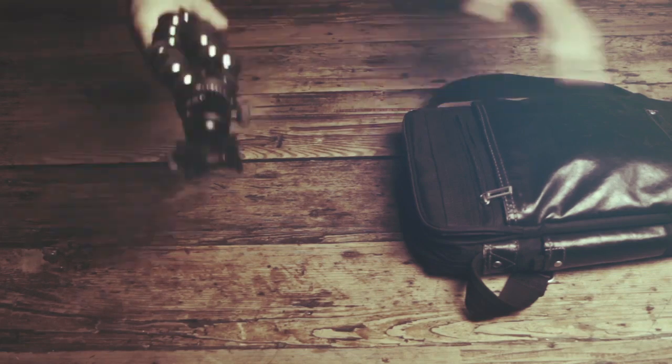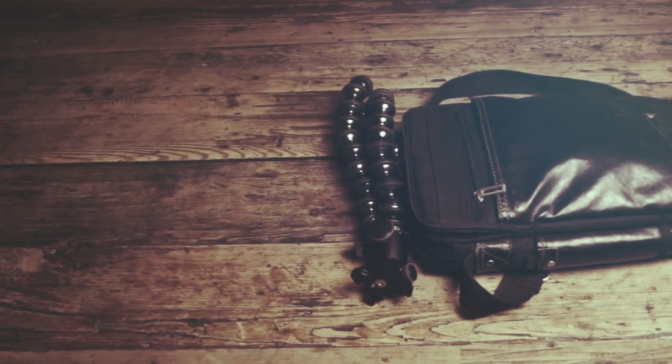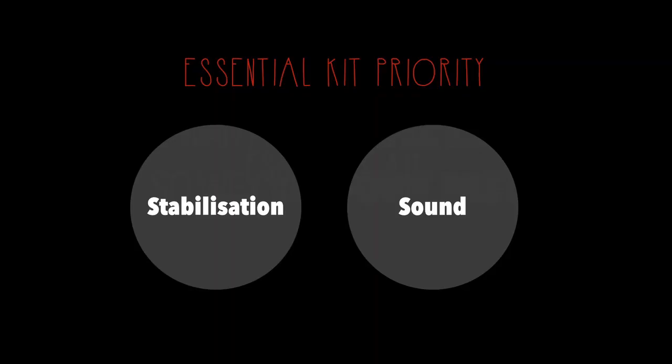First of all, what's our priority when it comes to kit? For the essential kit, the first two priorities are, first of all, stabilization. We want our videos to be stable and steady. We don't want lots of shaking going on. The second one is we want good quality sound.